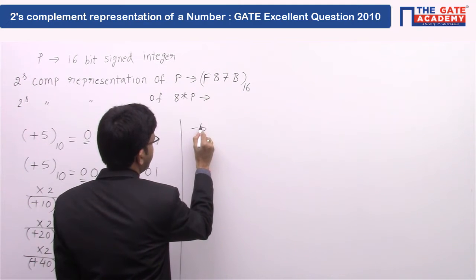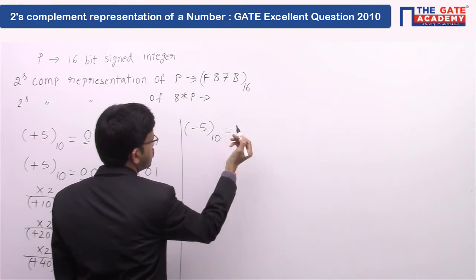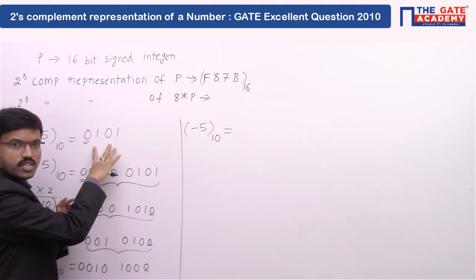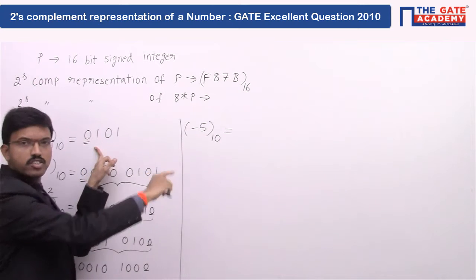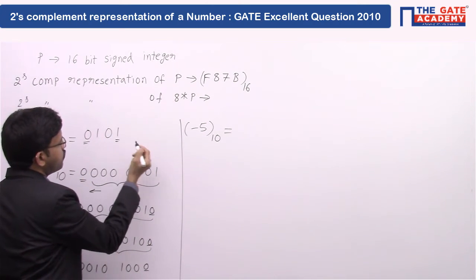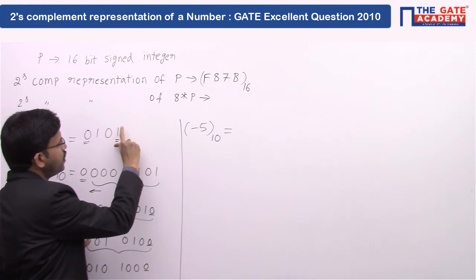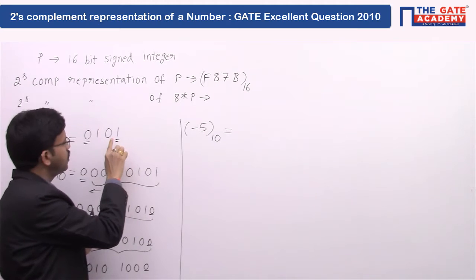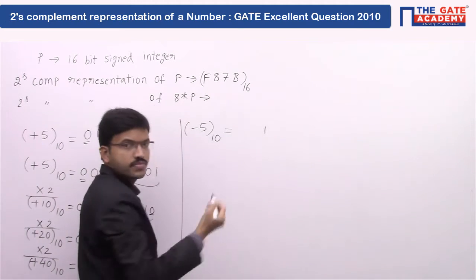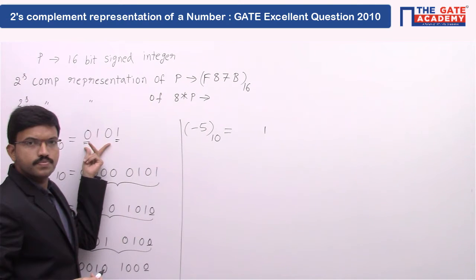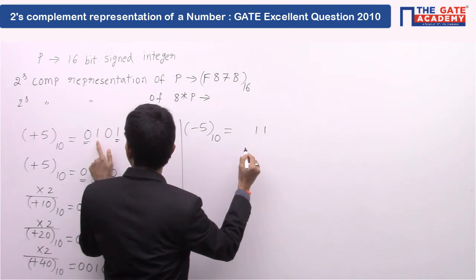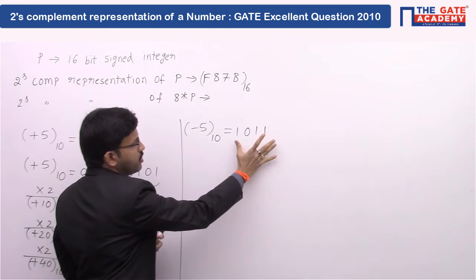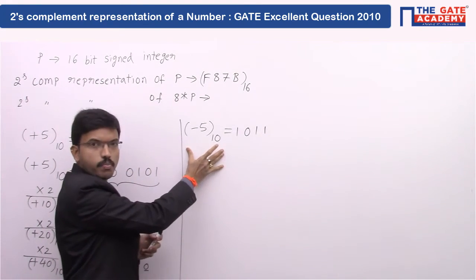Now I will consider minus 5 in base 10. Here this is the 2's complement representation of plus 5, 0101. Apply 2's complement to this one and you will get the negative number. From the right hand side, you have to copy all the bits till you get the first 1. Here the first bit itself is 1, so I will copy this bit as it is and complement all the remaining bits. So here you will get 1, then 0, then 1. This 1011 is the 2's complement representation of minus 5.